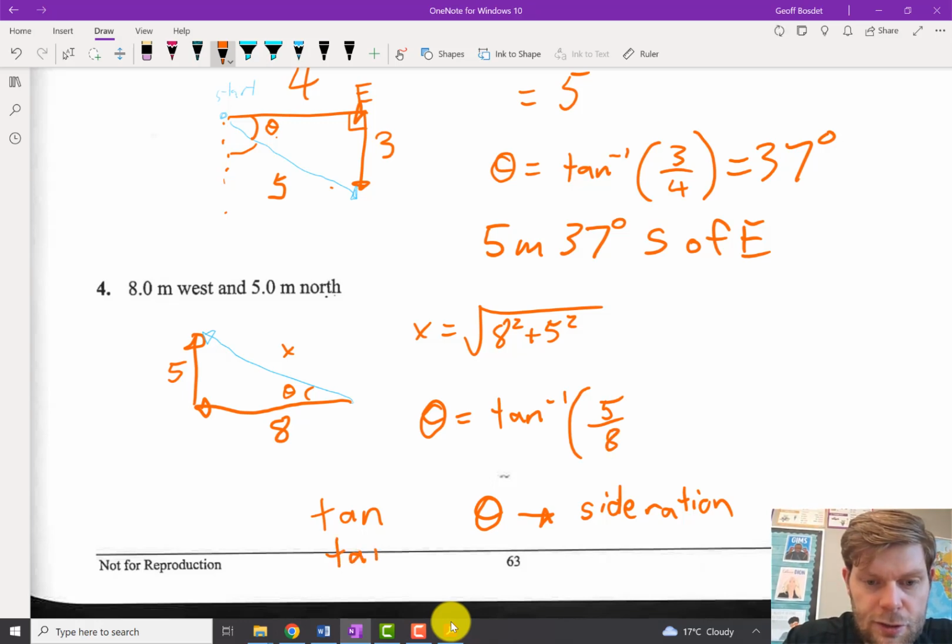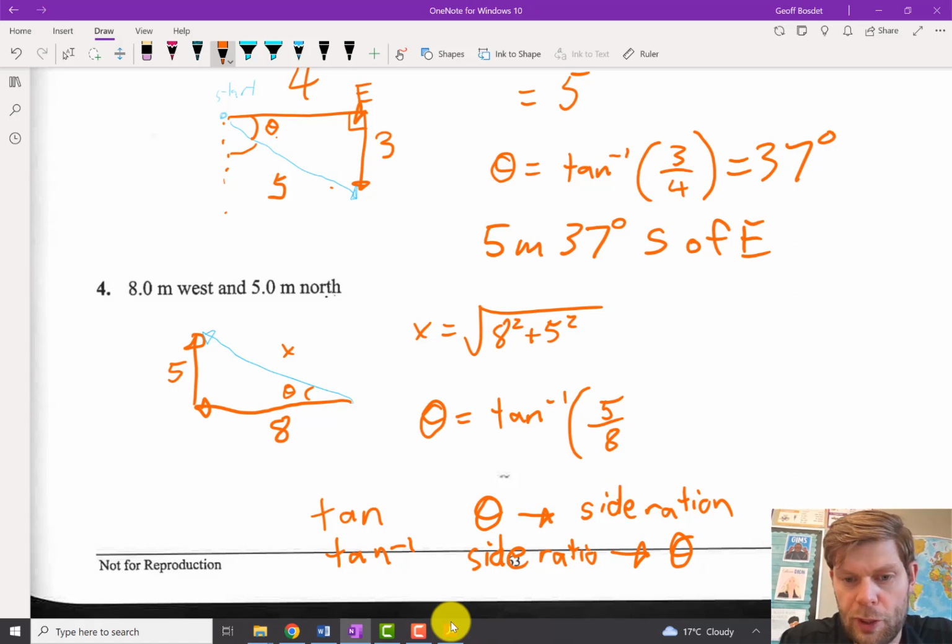Inverse tan does the opposite. It goes from side ratio, which we know, to the angle itself. So these are just two buttons on your calculator. If you've got the side ratio and want the angle, use inverse tan. If you've got the angle and want the side ratio to solve for another side or something, use tan.